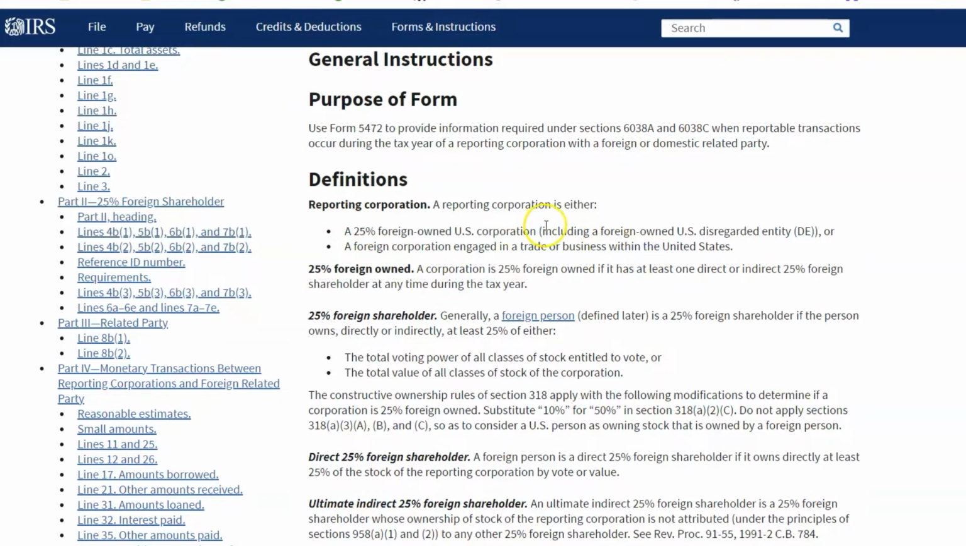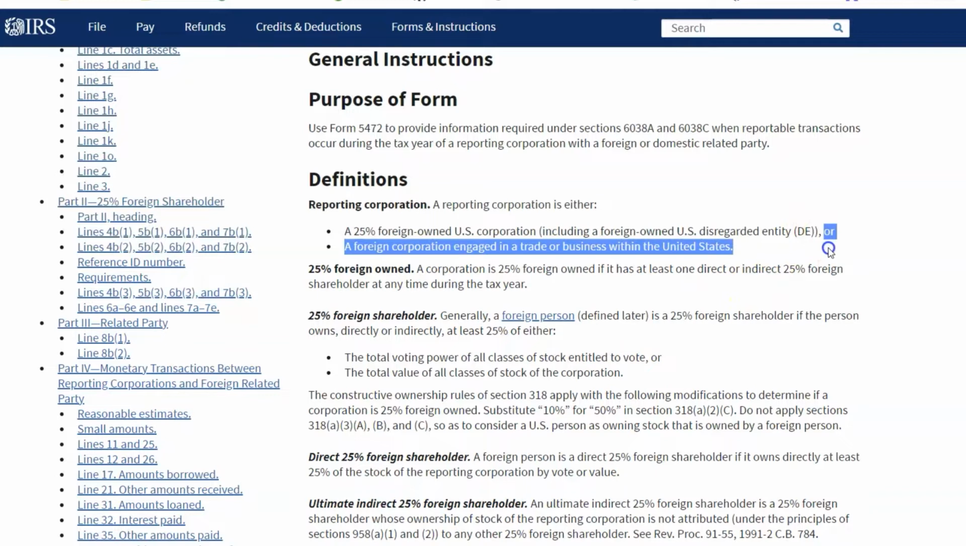Now, the second group is a foreign-owned U.S. disregarded entity. A U.S. disregarded entity, or single-member LLC, means just what it says. It's an LLC owned by one person, and that person could be a foreign corporation, a foreign person, a foreign trust, or a foreign partnership. It doesn't matter. As long as it's owned by one person, it is considered a reporting corporation.